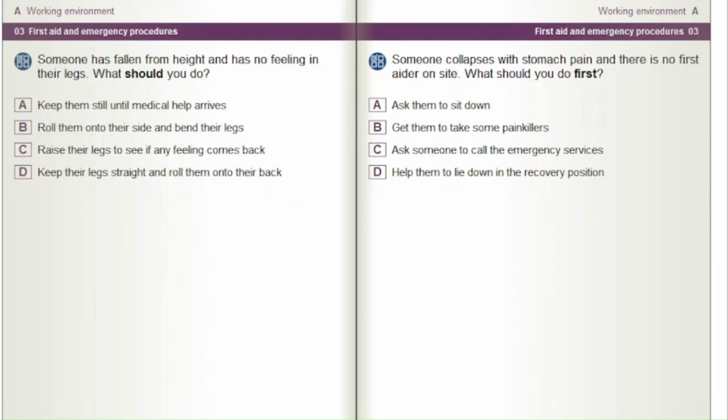Someone collapses with stomach pain and there is no first aider on site. What should you do first? Ask them to sit down. Get them to take some painkillers. Ask someone to call the emergency services. Help them to lie down in the recovery position.